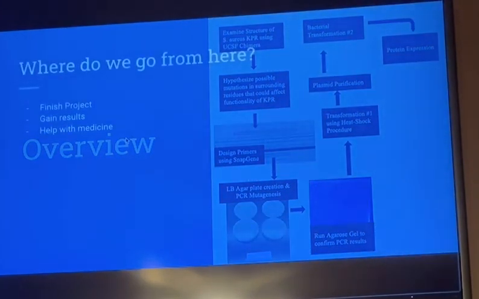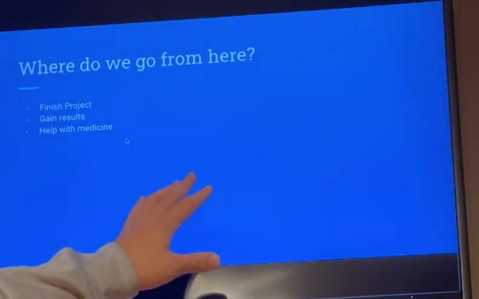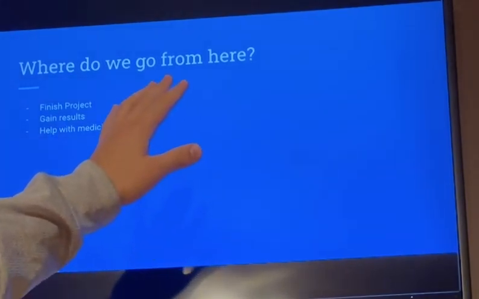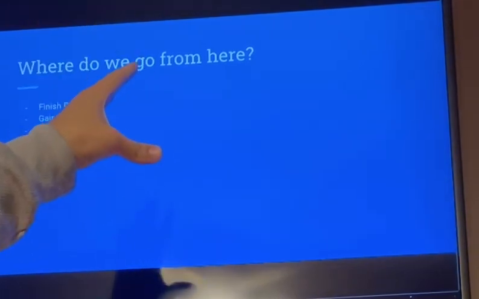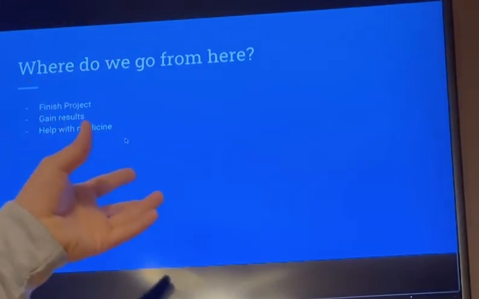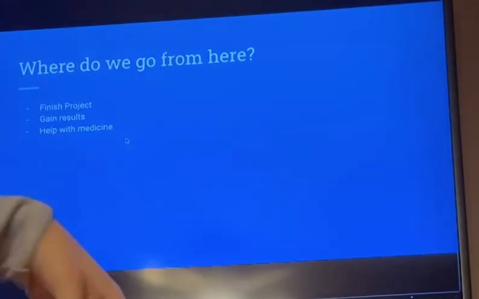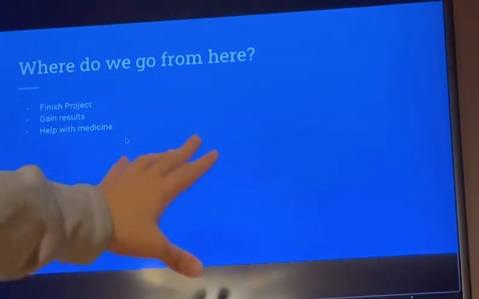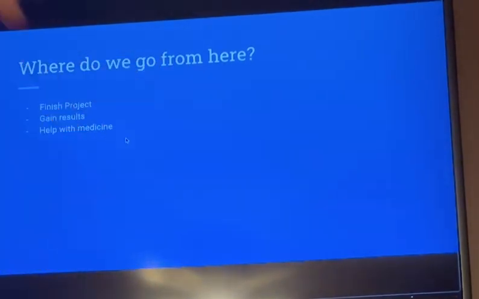Okay, I know it's a lot of information. Where do we go from here? Well, right here, we're going to finish the project. As of right now, we're only at the transformation step. We transformed, but when plating the colonies, we didn't have the colony appearance that we wanted. So we're going to have to redo that. There could be pipetting errors. Nothing's always perfect in the lab setting, but that's why we are persistent and we work hard.